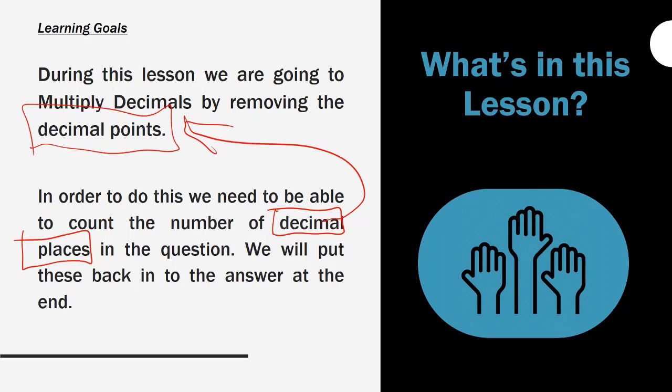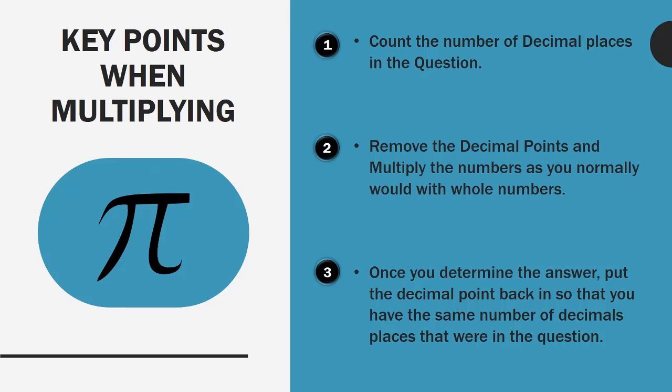So what we're essentially going to do is remove the decimal points from the question, and do a normal multiplication. And then once we finish our answer, we're going to make sure that our answer has the same number of decimal places in it that the question did in the first place. So let's have a look at this a little bit more in depth. So I'm going to write down a question here.